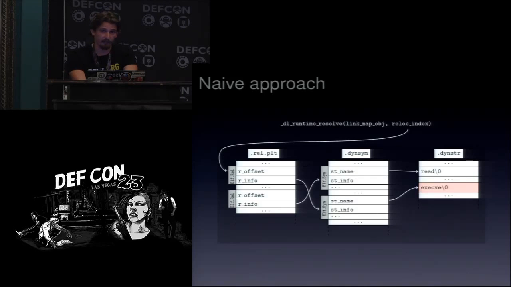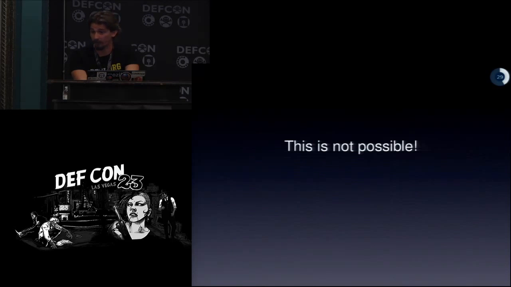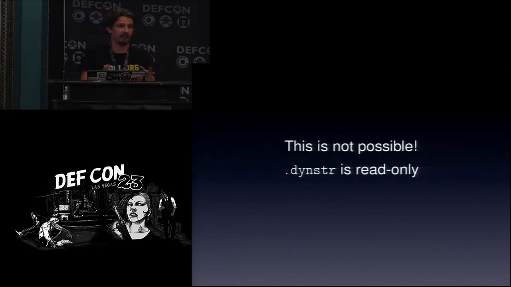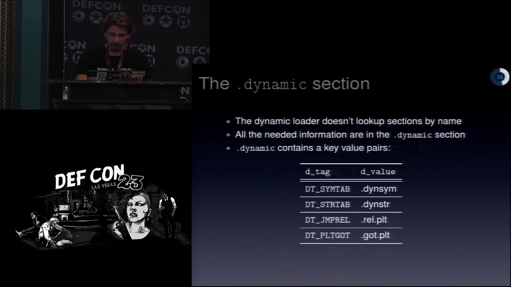This slide is called the naive approach because this approach actually does not work, because there's no reason why the dynamic string table should be writable. The dynamic string table is not writable because it's static information that you just write once and you never change. So this attack will not work. Even if we have this gadget, we'll try to write to a non-writable memory location and we just get a segfault. So let's try to work around this.